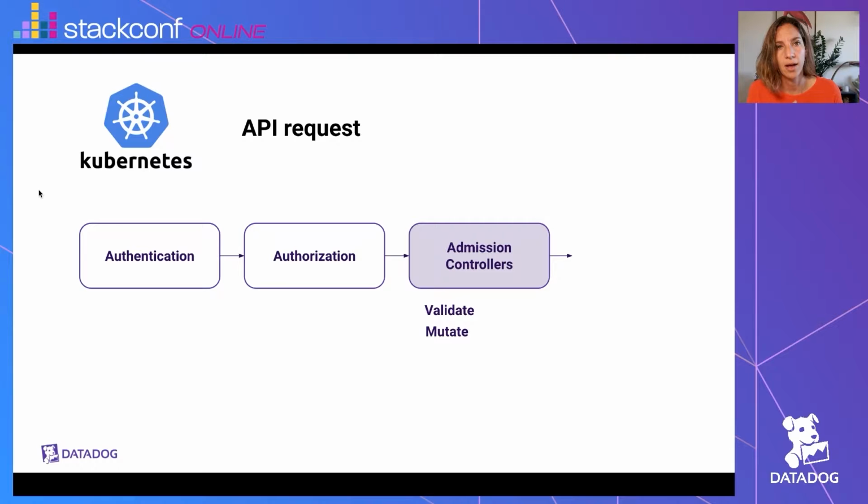You can, based on the content of that request, validate whether it is correct or not through a set of things that I have defined, and also mutate them. Like if you want to make some rules that actually change things, that can be done as well with admission controllers.